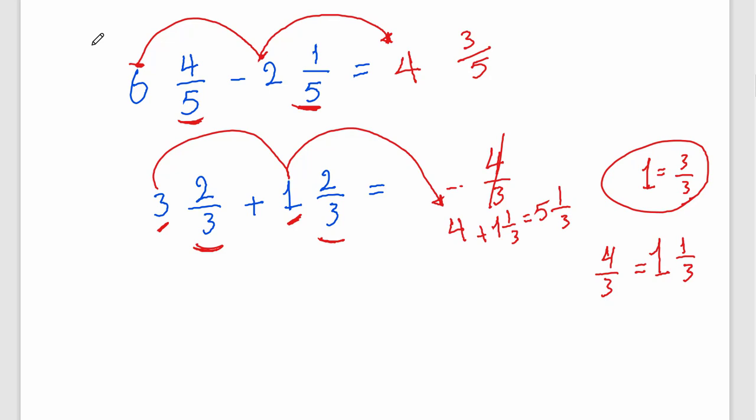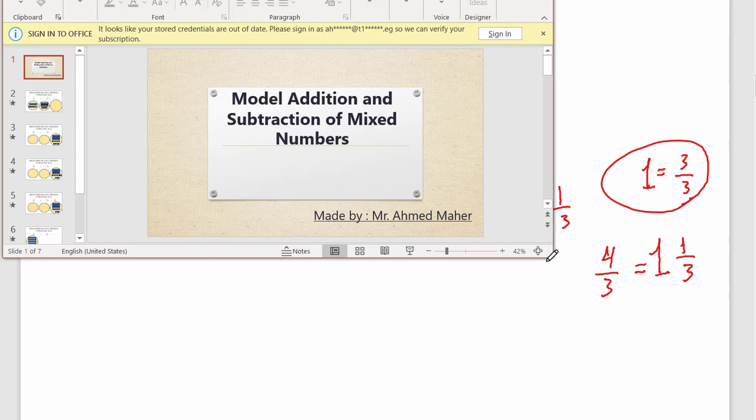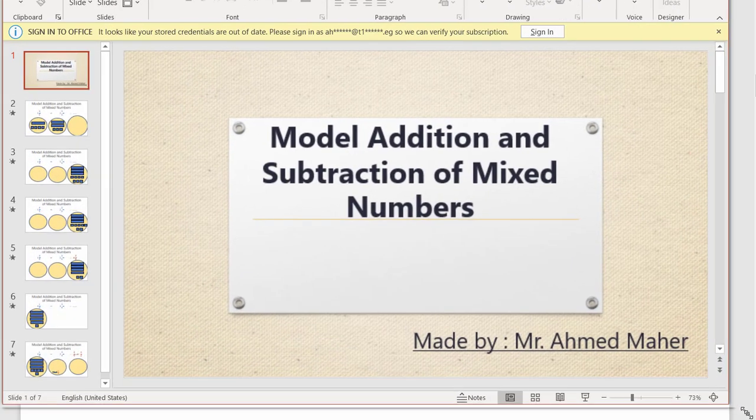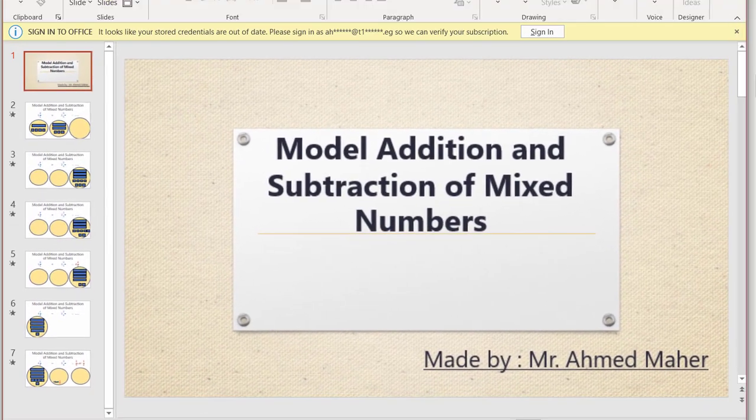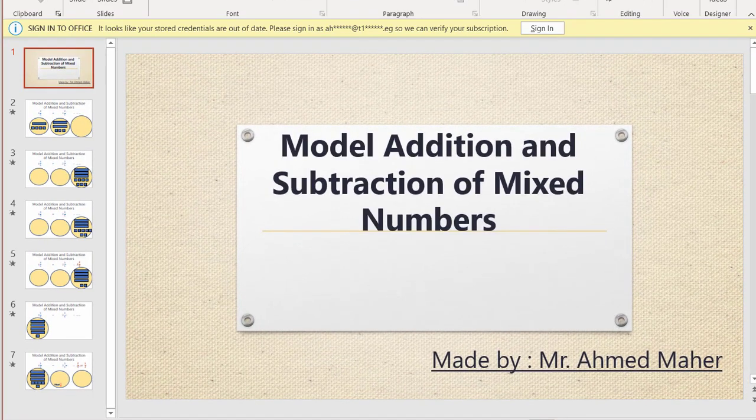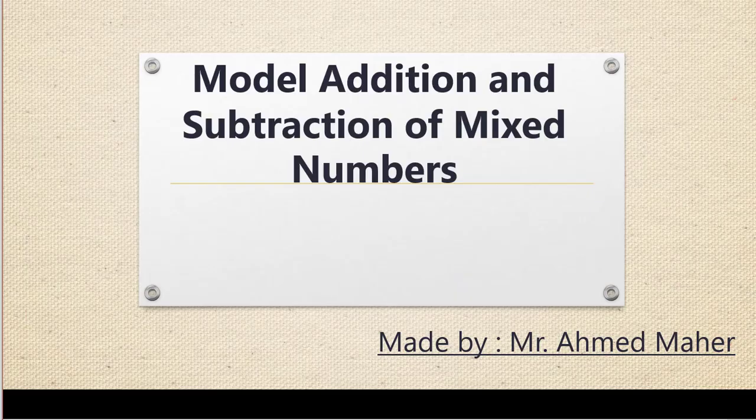So I have another idea. What about doing it another way? And we call this way models. We will use fraction strips or number lines, but I like to use fraction strips, so I will show you something here. Okay, let's make it a little bit larger.